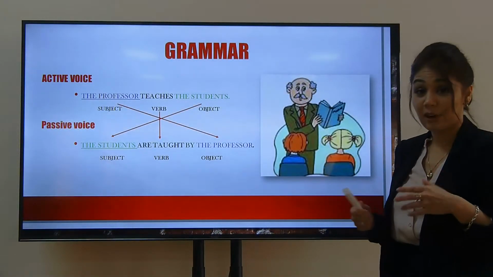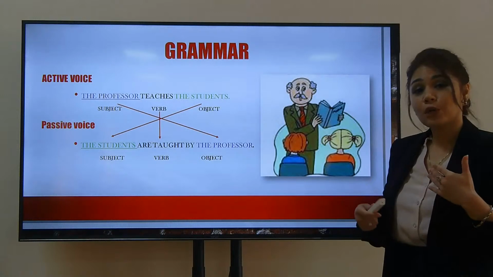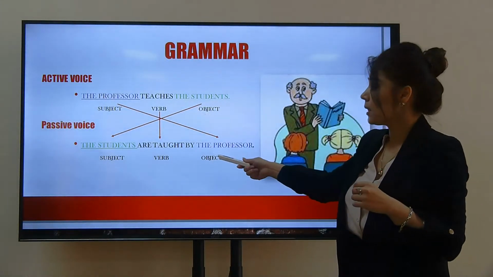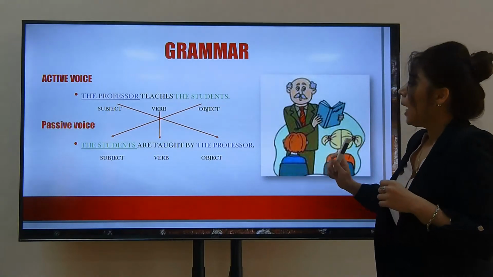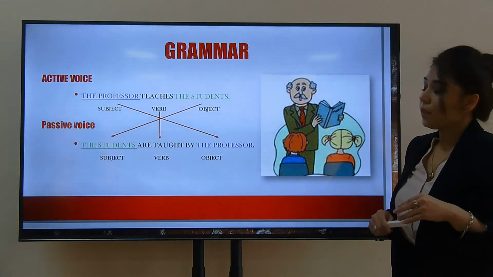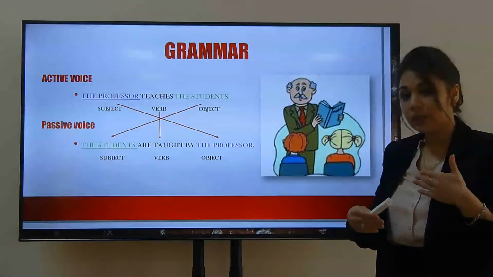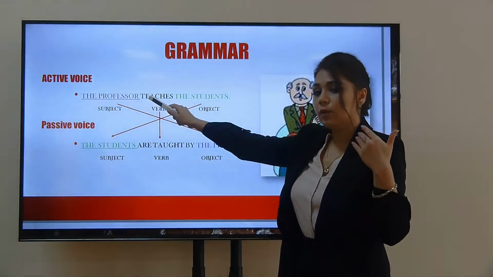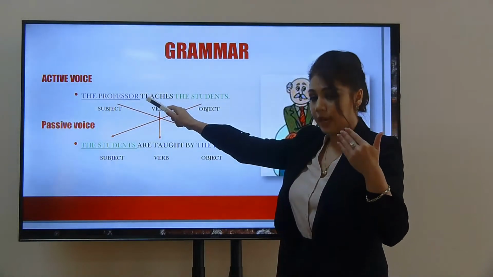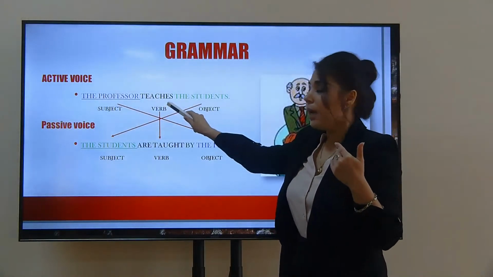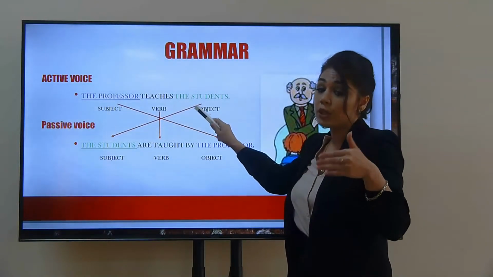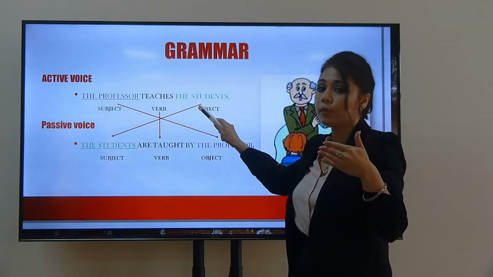Now it's time to study grammar. Dear students, now you are going to learn sentences. The first one is given in active voice and the second one is in passive voice. We generally start our sentence with the performer of the action, then the verb, and then the object or person on which the action is performed.